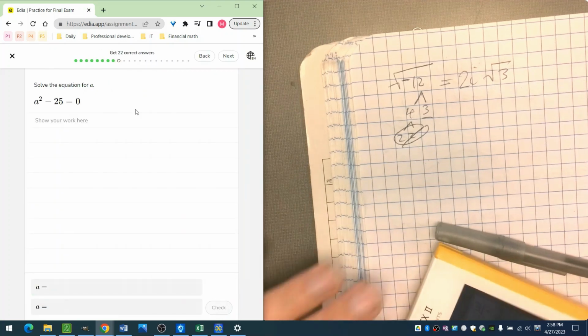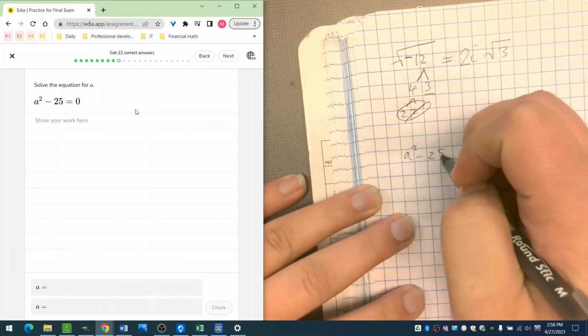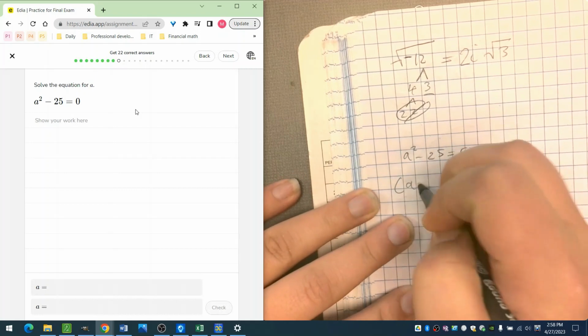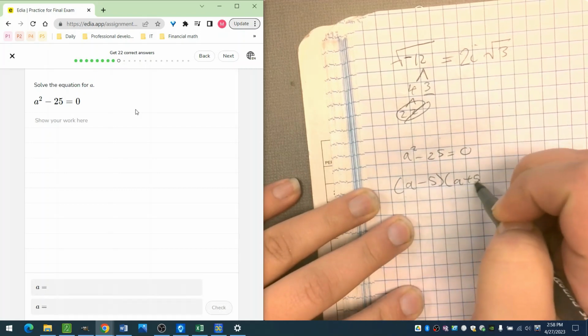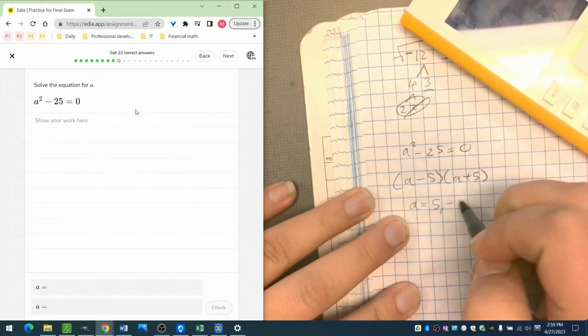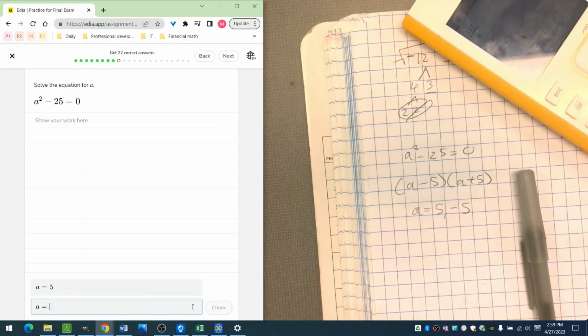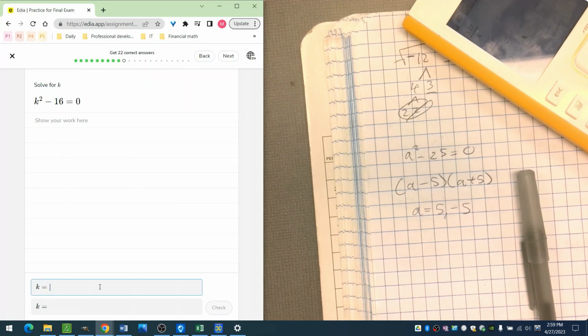Now we're getting into it. This is where I want to see some work. Your first one's going to be a difference of squares. For me, the answer is going to be 5 and negative 5. Okay, this is a difference of squares again, 4 and negative 4.